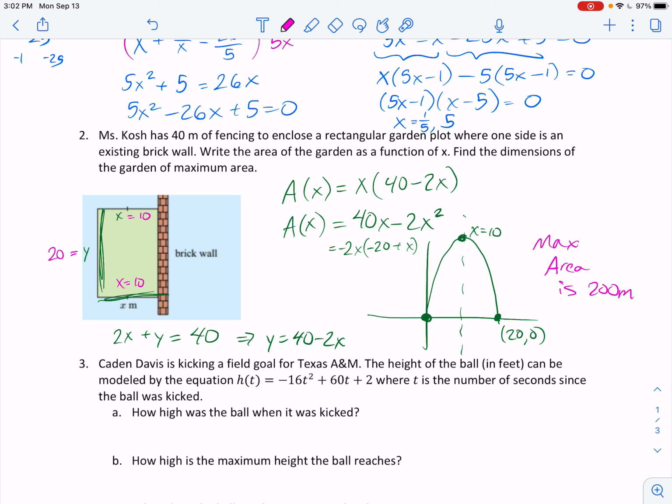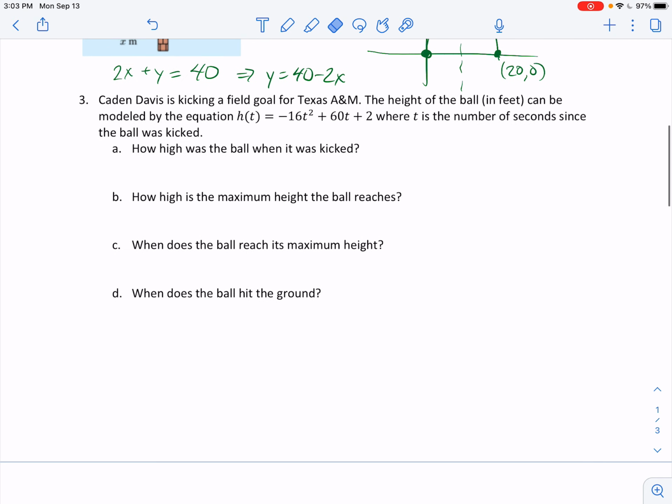What were my units? Meters squared. Find the dimensions of the garden. Oh, okay, so then the final question, I have to go back and look to see, did I answer the question they asked? Find the dimensions of the garden. It's a 10 by 20. So maybe I should say 10 meters by 20 meters. There we go. Let's get rid of that. Super. Okay, the next one.